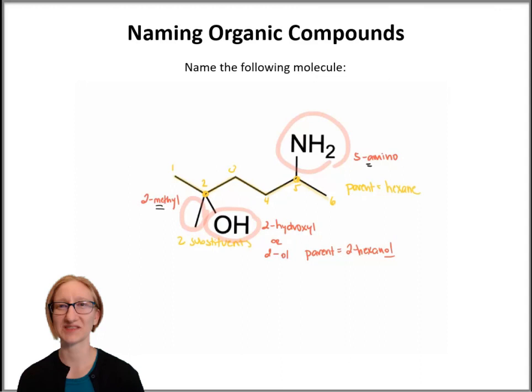Now let's put these pieces together into a name. Remember that we order our substituents alphabetically, so our amino group is first, then our methyl group. And I'll choose to use the suffix ending here and name this compound as 5-amino-2-methyl-2-hexanol.